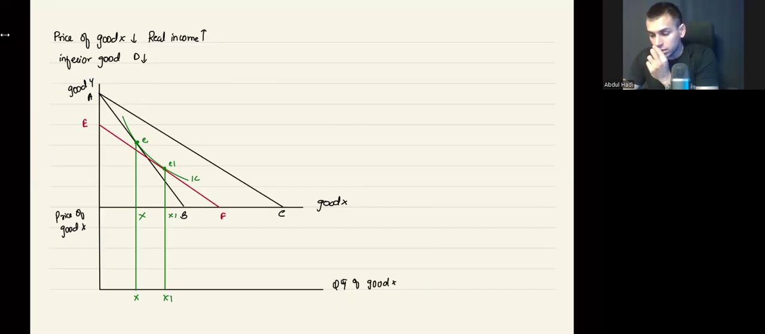Now we are drawing the diagram of inferior good. And from X to X1 position, this is your substitution effect. Everything clear so far?